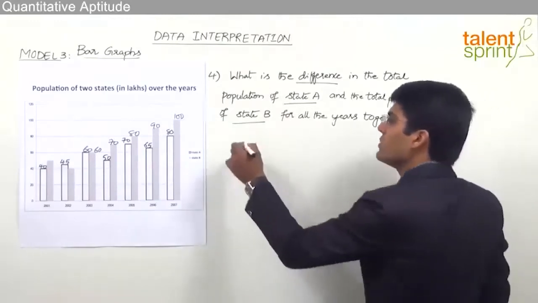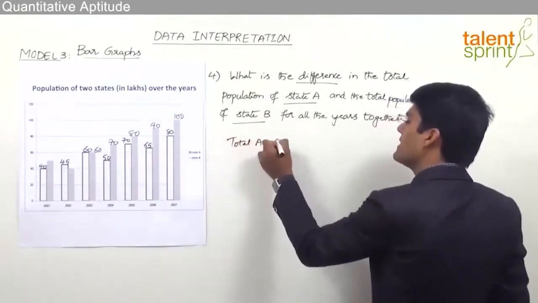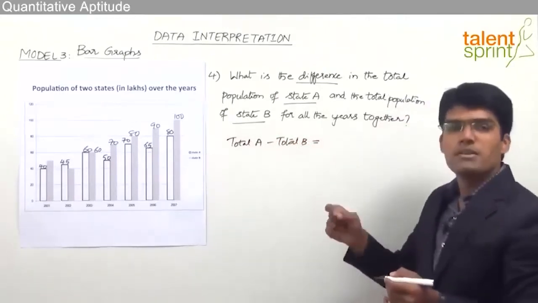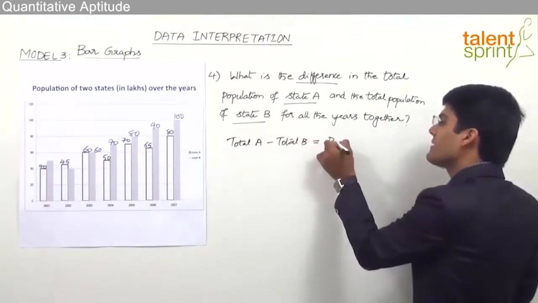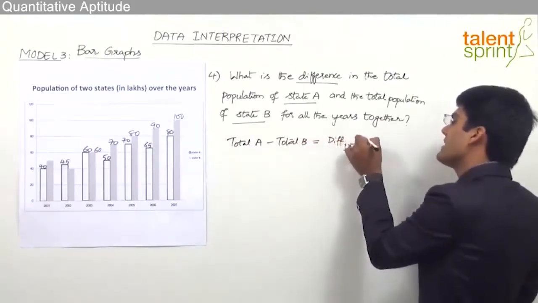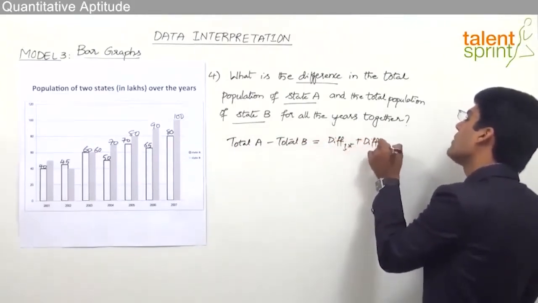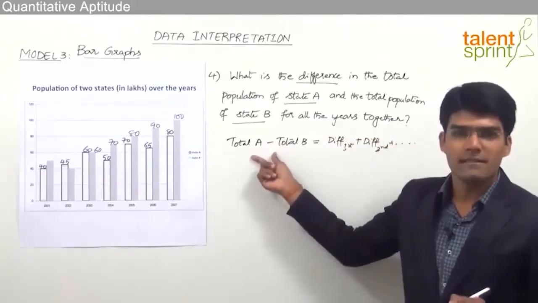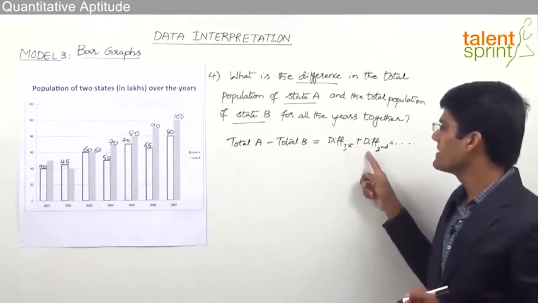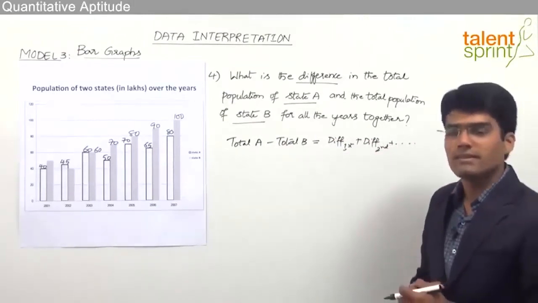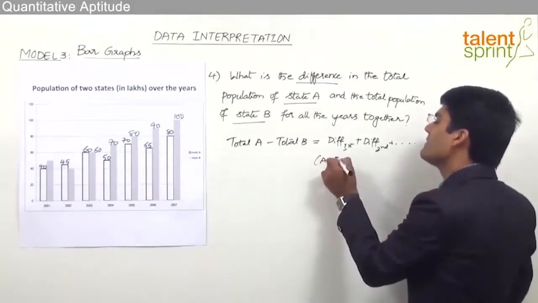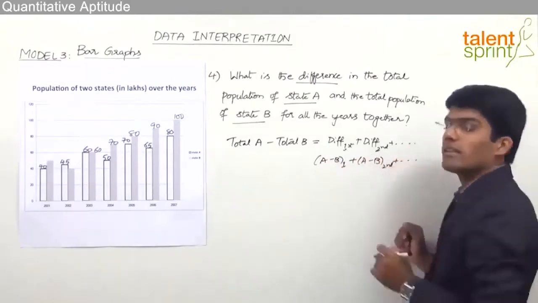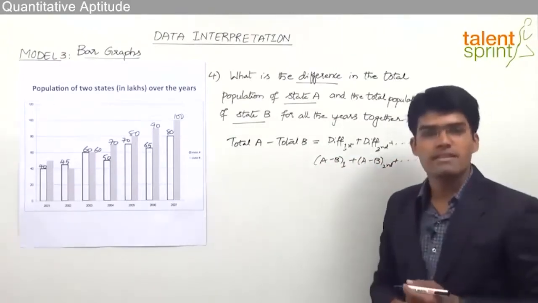So what we do here is total population of A minus total population of B will be taken as the difference of their populations for each of the years. That means the difference in first year plus the difference in second year and so on for all the years together. So instead of finding out total of A, total of B and then taking the difference of their populations, we take the difference in each of the years and add all the differences. So that is nothing but A minus B in first year plus A minus B in second year and so on for all the years. So let's see what is the total difference in their populations.